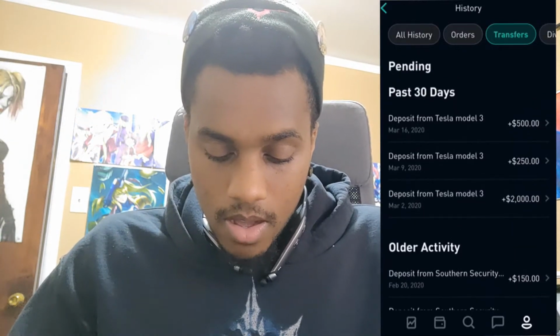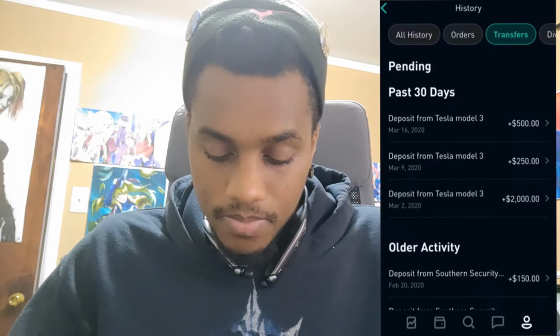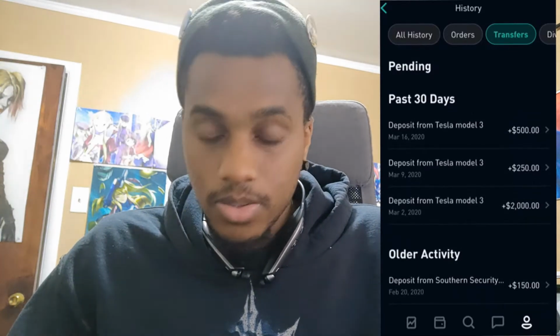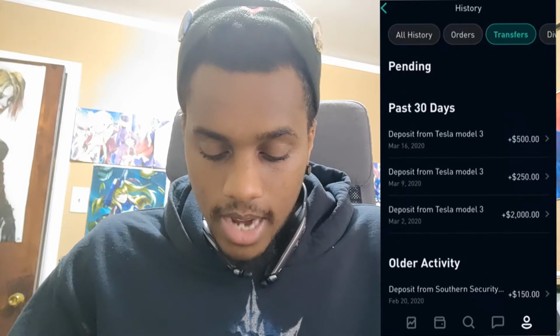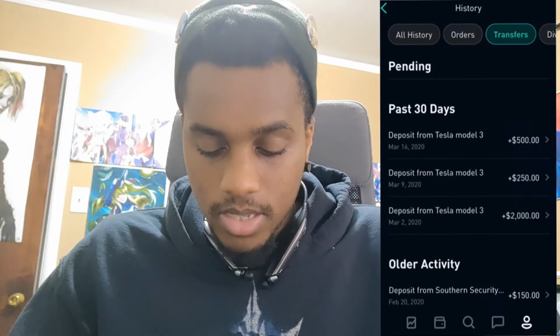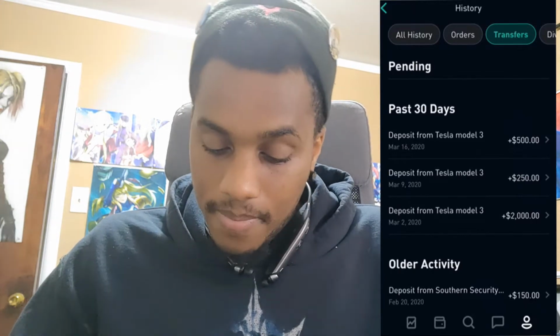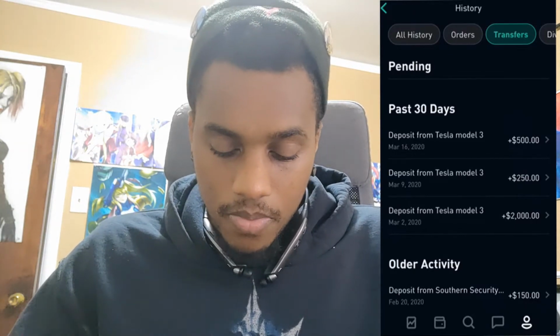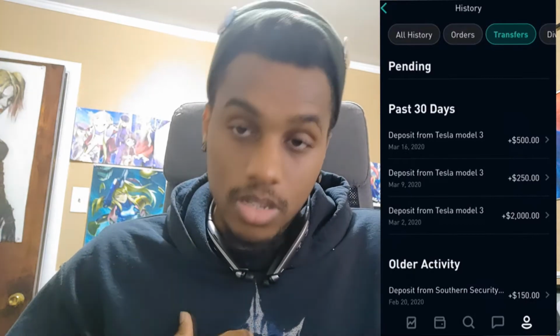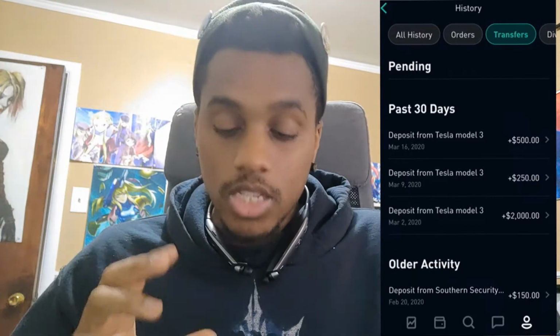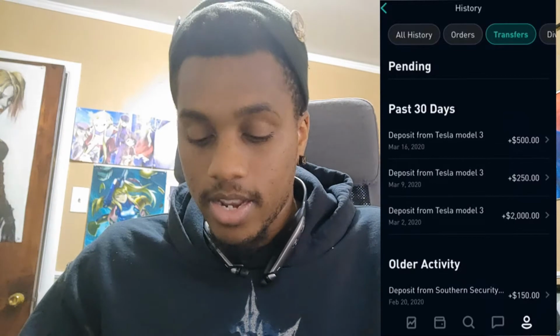And then you can see on March 2nd, I transferred $2,000 into it. And then of course on March 9th, I did $250, and then March 16th, I put in $500. Right. So these are all transactions that I personally put into Robinhood so I can do my actual trading.